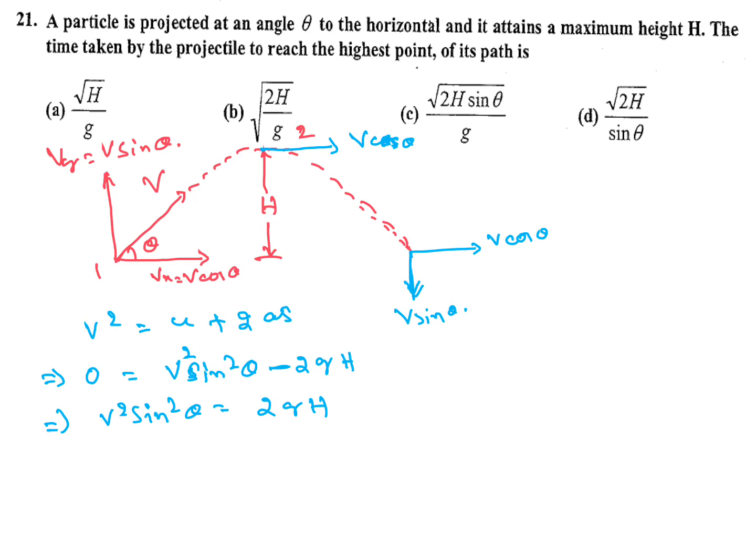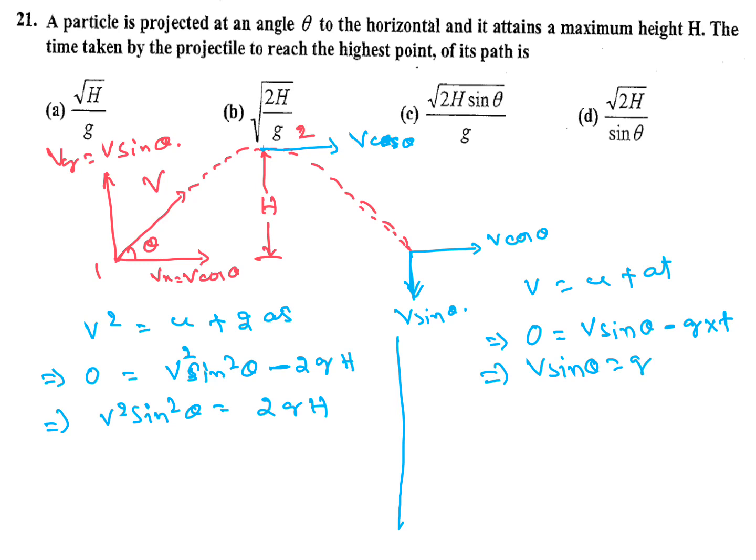So another v equal to u plus at. Get v sin theta at point 2, it's 0. Initially it's v sin theta, g downward, so negative, gt. v sin theta equal to gt. This is equation 2. This is equation 1.